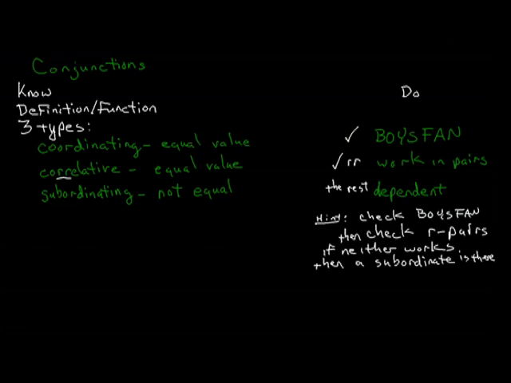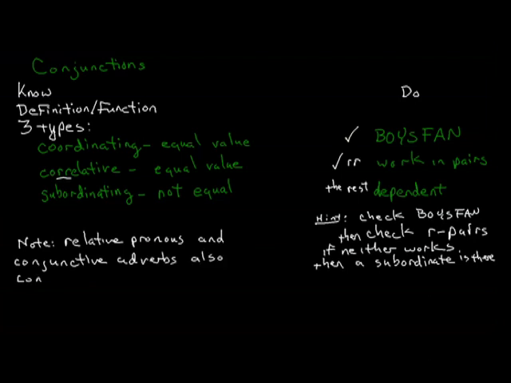Now, as with many of the lessons, there is a note here at the end. If you don't understand this completely now, you will understand it later after going through more of the lessons. And that is that relative pronouns and conjunctive adverbs also connect, and they connect clauses. So a common error is that students will identify that something is connecting two independent clauses, or what looks like two sentences, and assume that it's a conjunction. But it's really a relative pronoun.